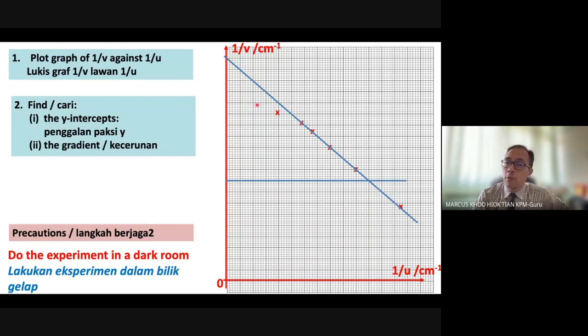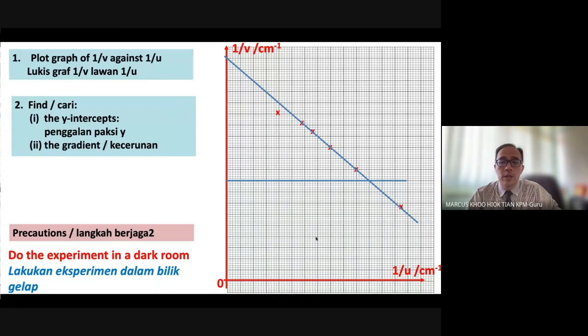Calculate the gradient. The normal way we always calculate gradient: determine 2 points, draw the triangle, and calculate the gradient. I'm going to give you maybe about 2 minutes to do this. Determine the y-intercept, and then after that, find the gradient. The intercept is 0.017. Don't forget the unit for the intercept is the same as the y unit, so centimeter minus 1.